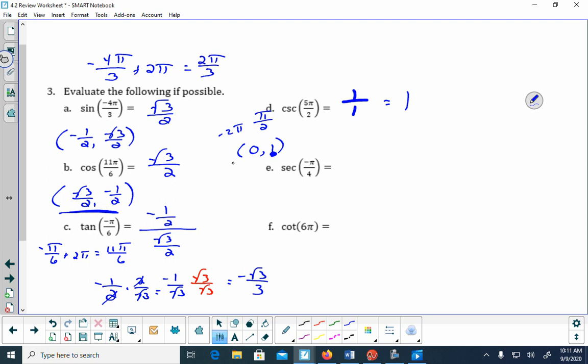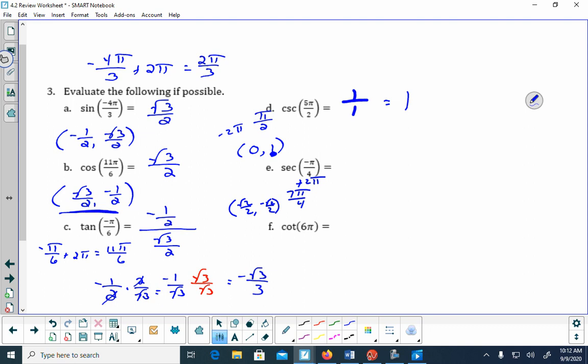Secant of negative pi over 4. If you know it's in the fourth quadrant, you can just leave it like that, or you could have added 2 pi. Either way, I get 7 pi over 4. I know that this angle is in the fourth quadrant, and the ordered pair for 7 pi over 4 is square root of 2 over 2, negative square root of 2 over 2.